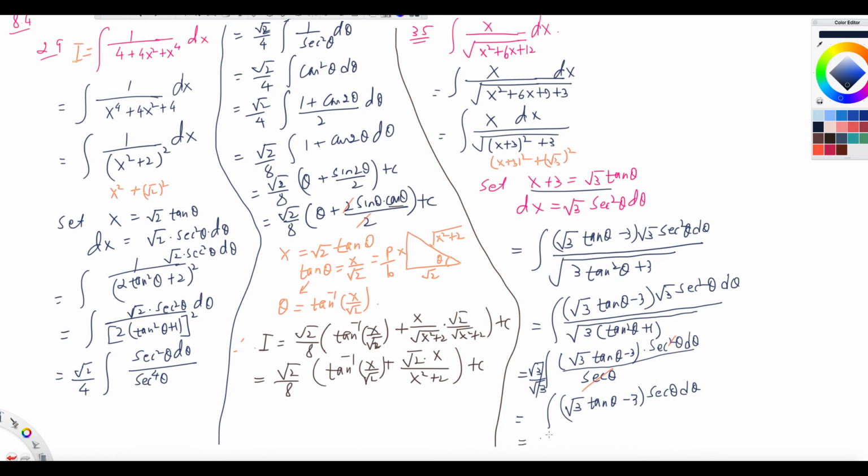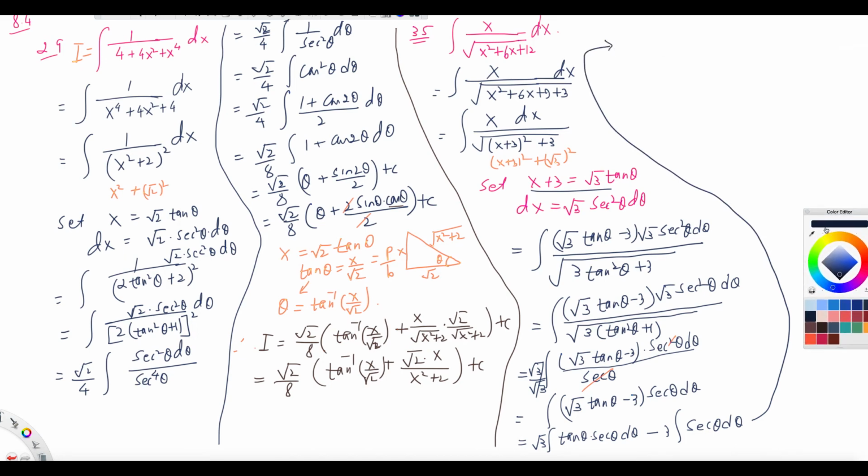Okay, now what I want to do is distribute that secant theta to both of these, and I want to split the integral as well: integral of tangent theta times secant theta d theta minus 3 integral of secant theta d theta. So I broke that into two integrals. First I distributed the secant theta to both, and then I broke the integral into two integrals. Okay, now let me continue from there.